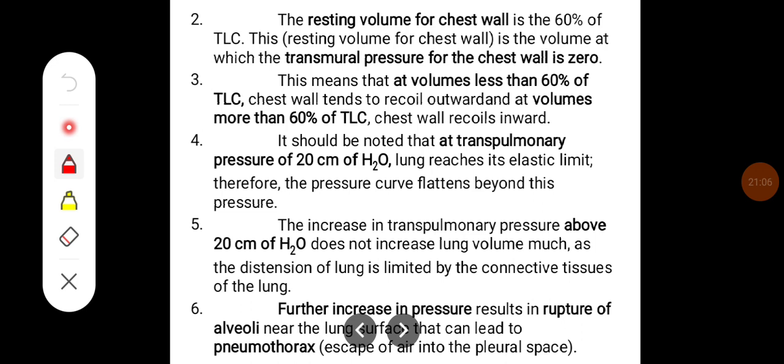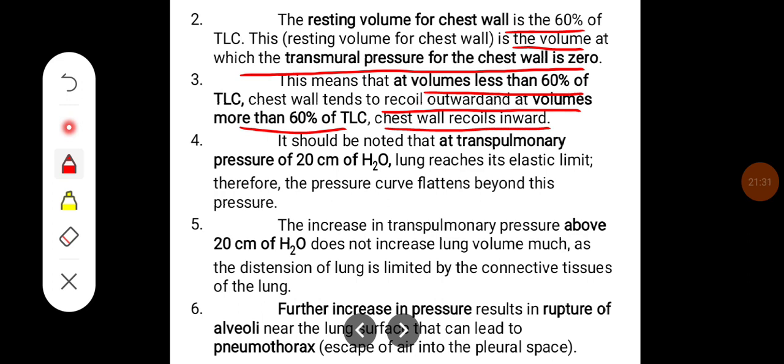The resting volume of the chest wall is 60% of the total lung capacity. So this is the volume at which the transmural pressure for the chest wall is zero. This means that at volumes less than 60% of the TLC, the chest wall tends to recoil outward. At volumes more than 60% of TLC, the chest wall recoils inward. It should be noted that at transpulmonary pressure of 20 centimeters of water, the lung reaches its elastic limit. Therefore, the pressure curve flattens beyond this pressure.